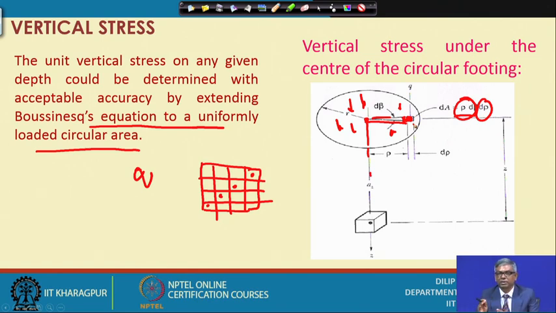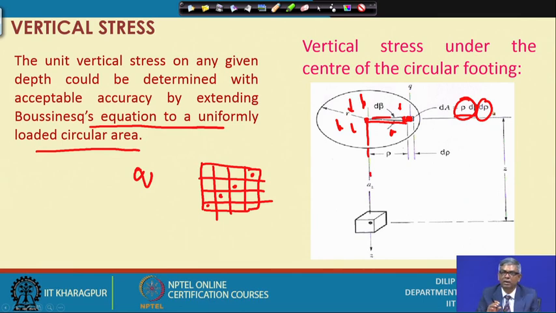The outer arc and inner arc areas will be a little different, so I can consider that the arc is taken up to the center of the element. In that case, the area is the average length, that is the arc length, multiplied by the width, which is d rho. So, this is the small area we have got.